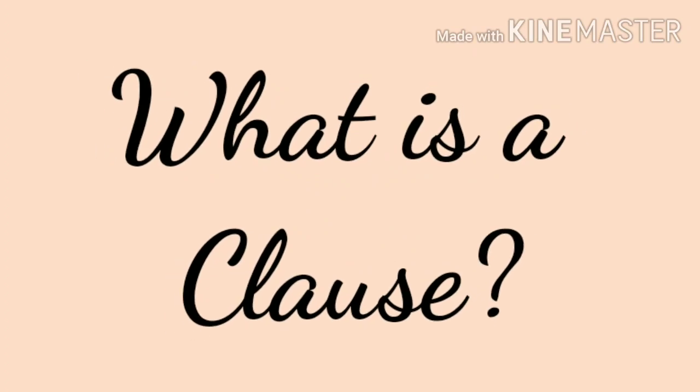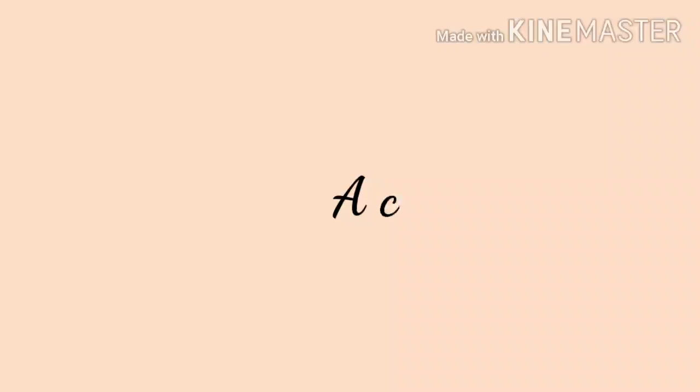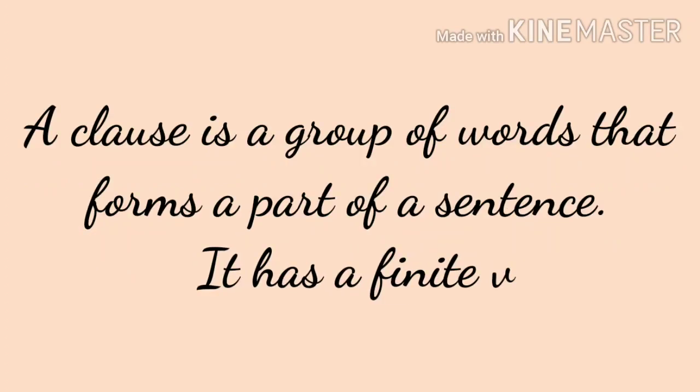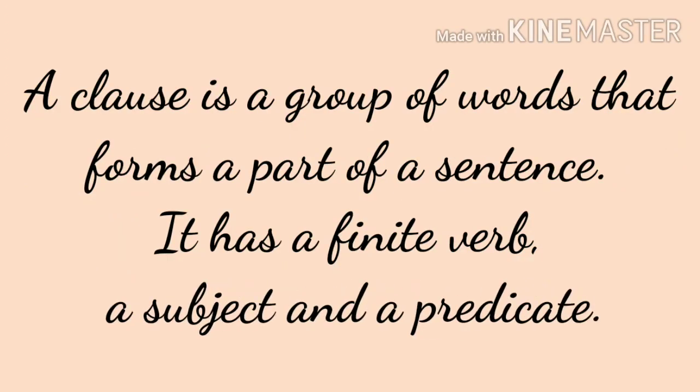So if we look at a sentence structurally, we find that sentences are made up of clauses. It could be one or more than one clauses. So before we understand the structure of a sentence, it is very important to understand the component of a sentence, that is your clause. So let's understand what is a clause. A clause is a group of words that forms a part of a sentence. It has a finite verb, a subject, and a predicate. Well, you could call them a sentence within a sentence, and at times some of the clauses make complete sense and some do not.